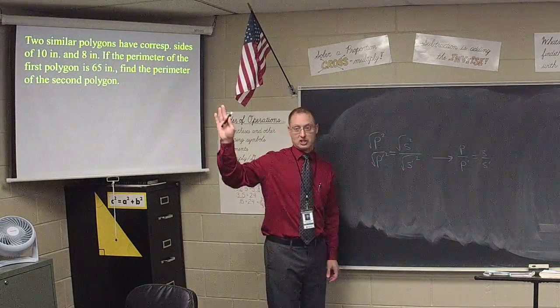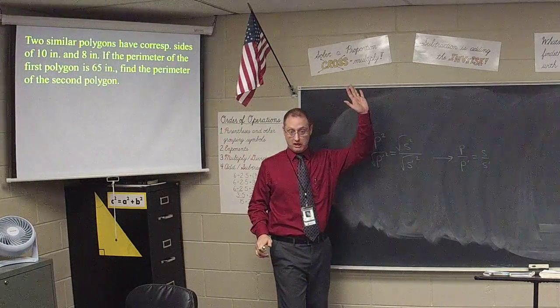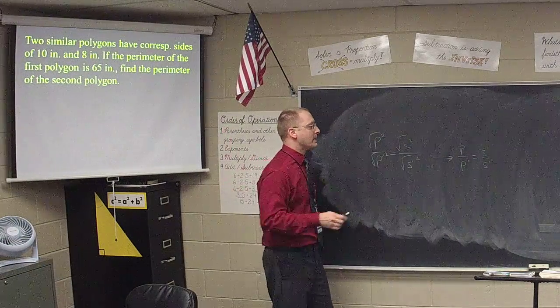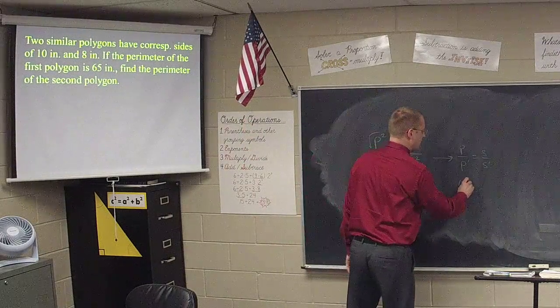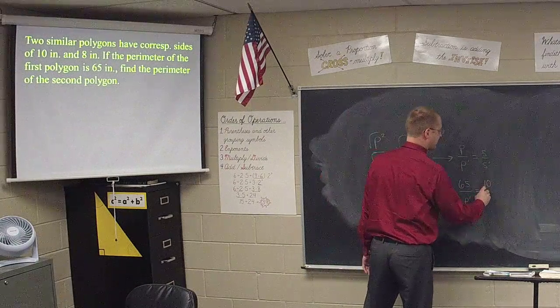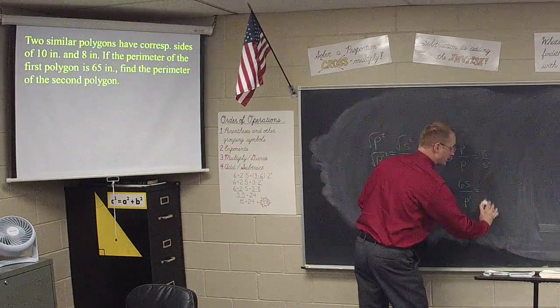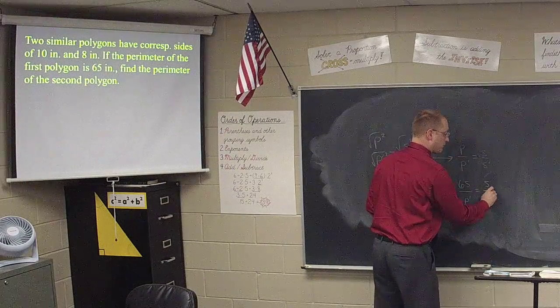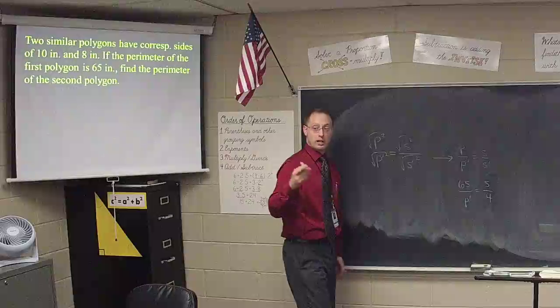How many thought to take all the squares off? Okay, how many used the squares anyway? And it's fine, it'll work out the same way. But it does work out easier if you say that perimeter 65 is to perimeter, I don't know what it is, P prime, as side 10 is to side 8. For that matter, you could further reduce this down to get 5 to 4 if you were so inclined. And you could cross multiply, solve, and get what, class?